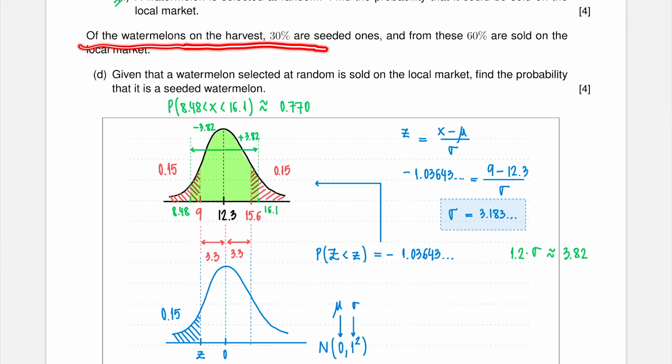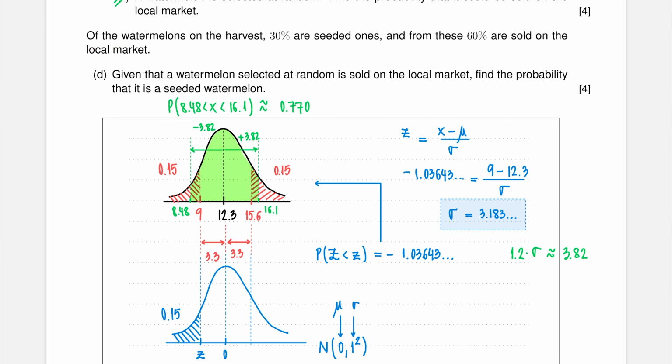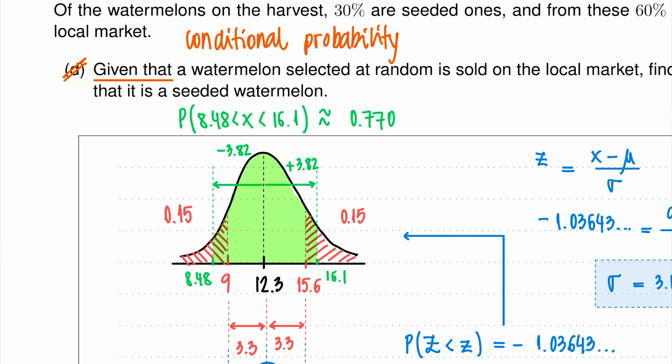Now we jump to the last question. Of the watermelons on the harvest, 30% of them are seeded ones, and from these, 60% are sold on the local market. Do notice that we're talking about the same watermelons on this harvest. Now, given that a watermelon selected at random is sold in the local market, find the probability that it is a seeded watermelon. Now, you're probably identifying a conditional probability over here, given that was used, these two words, given that, and this means that a condition was given, some piece of information was given. We are talking about watermelons that got sold in the local supermarket.